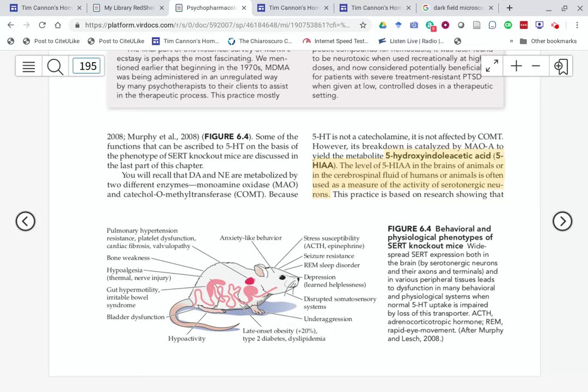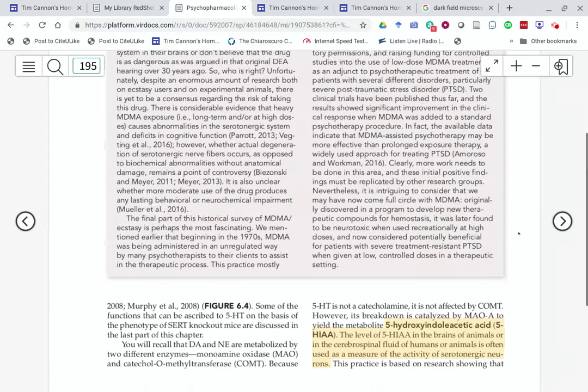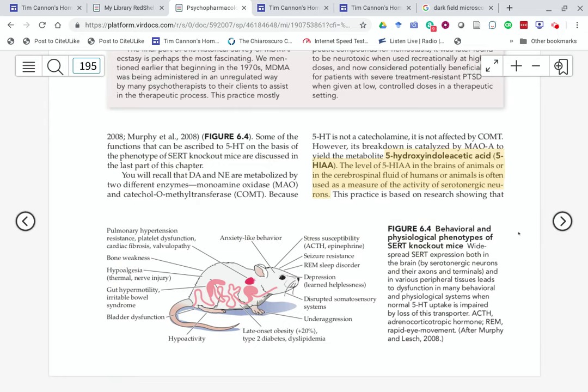And look at all this stuff: stress susceptibility, ACTH, epinephrine, seizures, REM sleep disorder, depression, somatosensory systems, underaggression, late onset obesity. Serotonin is not just in your brain. It does lots of things. You would like it to be in the normal range, so you can be in the normal range on all those things.